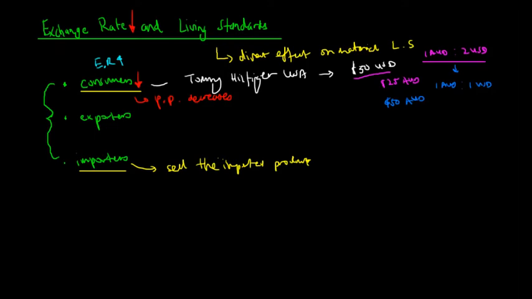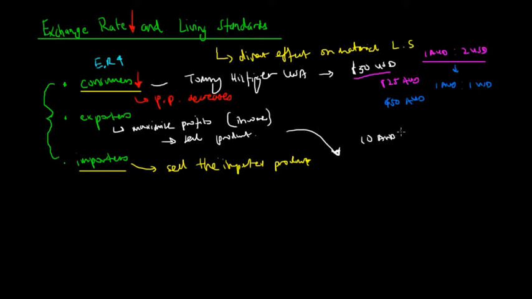Now let's look at exporters. Exporters, they want to maximize profits, right? Maximize profits because they want a higher income. So profit is directly related to income. How they increase profits? They need to sell their product. So if we take the example, if we just move across here, if we take the example of a wheat producer. So the wheat producer in Australia is selling for 10 AUD a kilo.